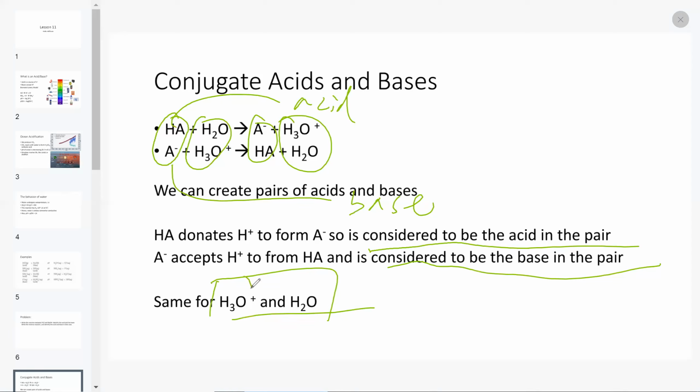So which one of these is the acid and which one of these is the conjugate base? Right. H3O plus is an acid because it will donate an H plus to form H2O. But H2O is the base since it will accept H plus to form H3O plus.